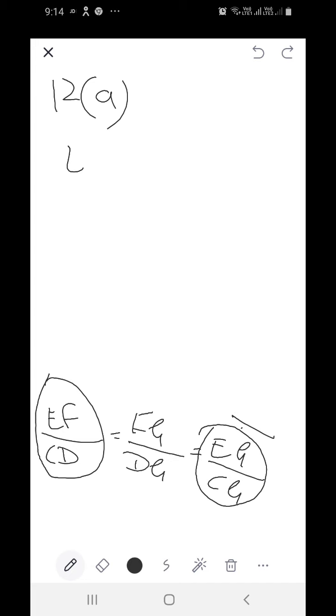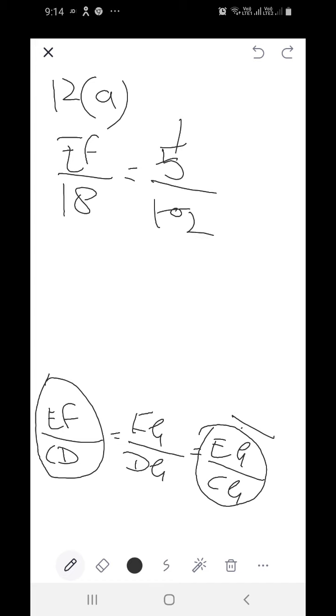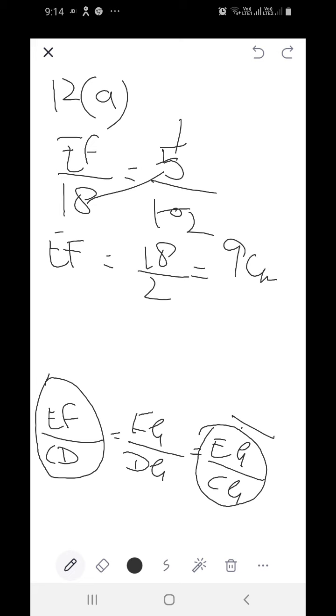So for the second part, I'll be requiring EF. So that is why I'm calculating for you. EF upon CD, how much is CD? It is 18. Is equal to EG, how much? 5. Upon CG, how much? 10. So 5 ones are 5, 5 twos are 10. EF will be, take this 18, 18 upon 2, that is 9 centimeter. So the answer of the first part is 9 centimeter. So don't forget that EF is 9 centimeter.